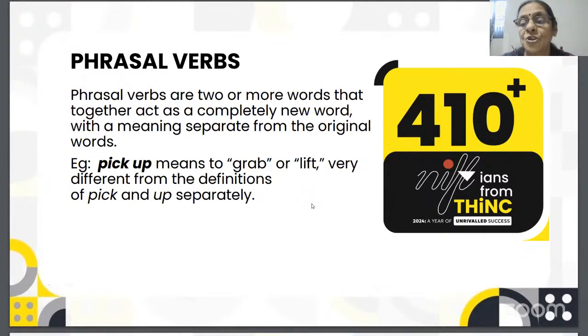Now, when we learn prepositions, we also have to learn phrasal verbs. What are phrasal verbs? Phrasal verbs are two or more words that together act as a completely new word with a meaning separate from the original words. For example, pick up means to grab or lift, very different from the definitions of pick and up separately. Pick means to pick something from somewhere. Up means a higher direction. So when it is put together, it gives a very different meaning, grab or lift.